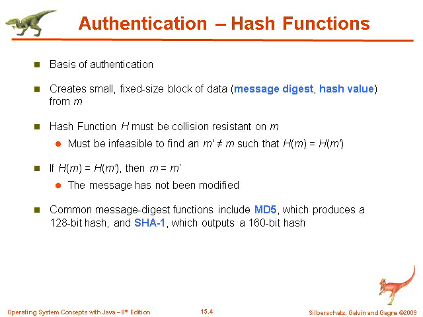In general, message authentication is based on hash functions, which we mentioned before with respect to hashed page tables in Chapter 8 and hashed implementations of disk directories in Chapter 11. A hash function, in this case, takes a message and computes a small, fixed-size block of data from it. We call this a hash value or message digest.